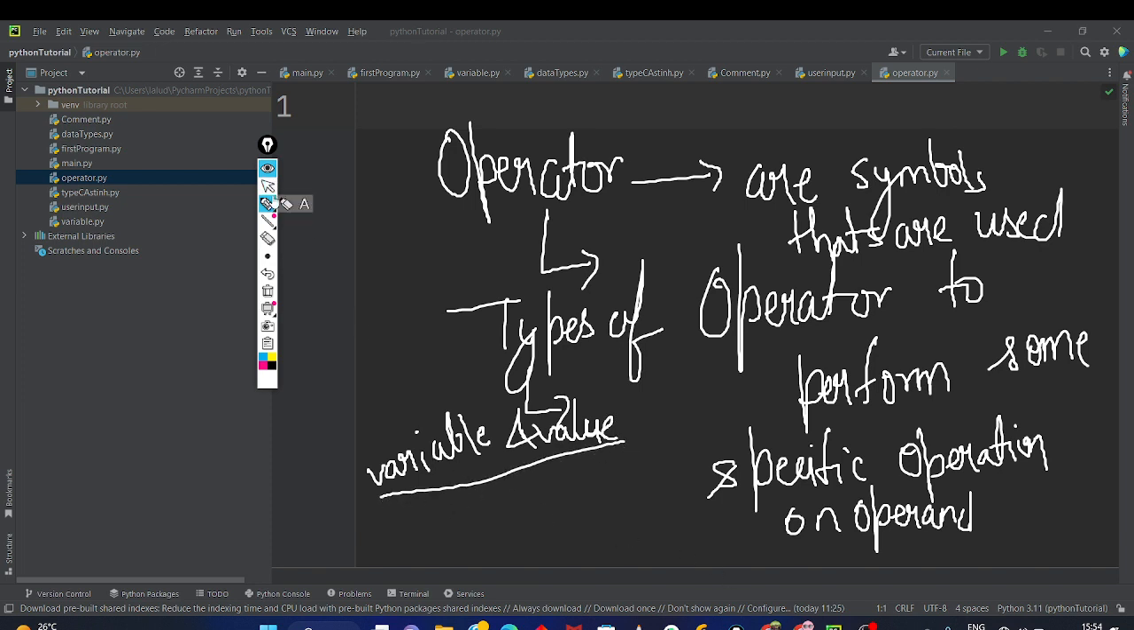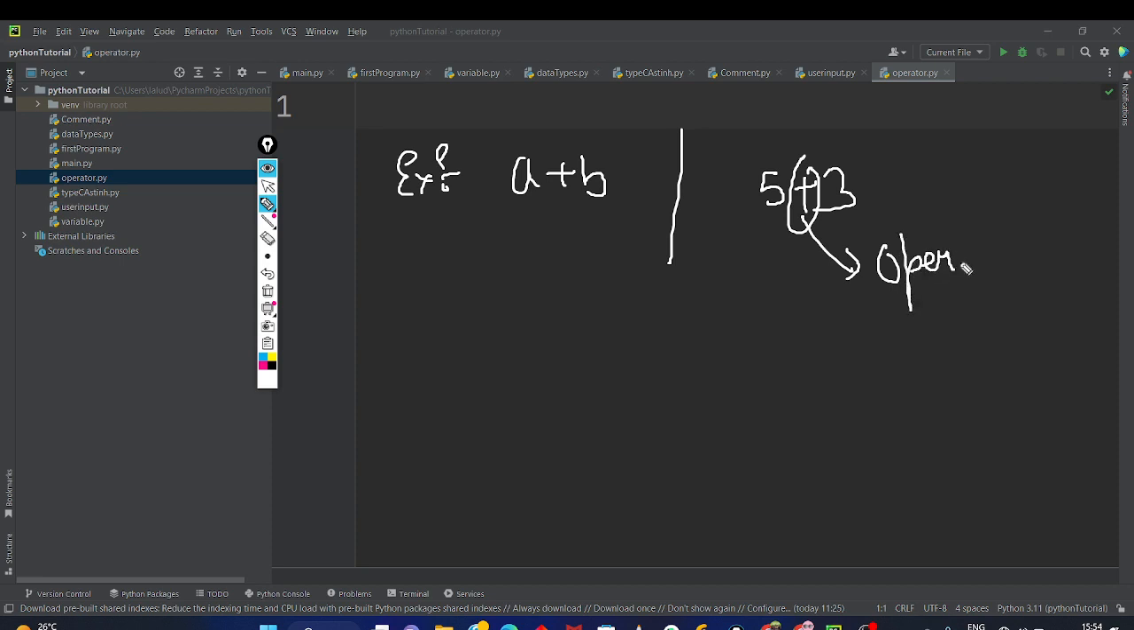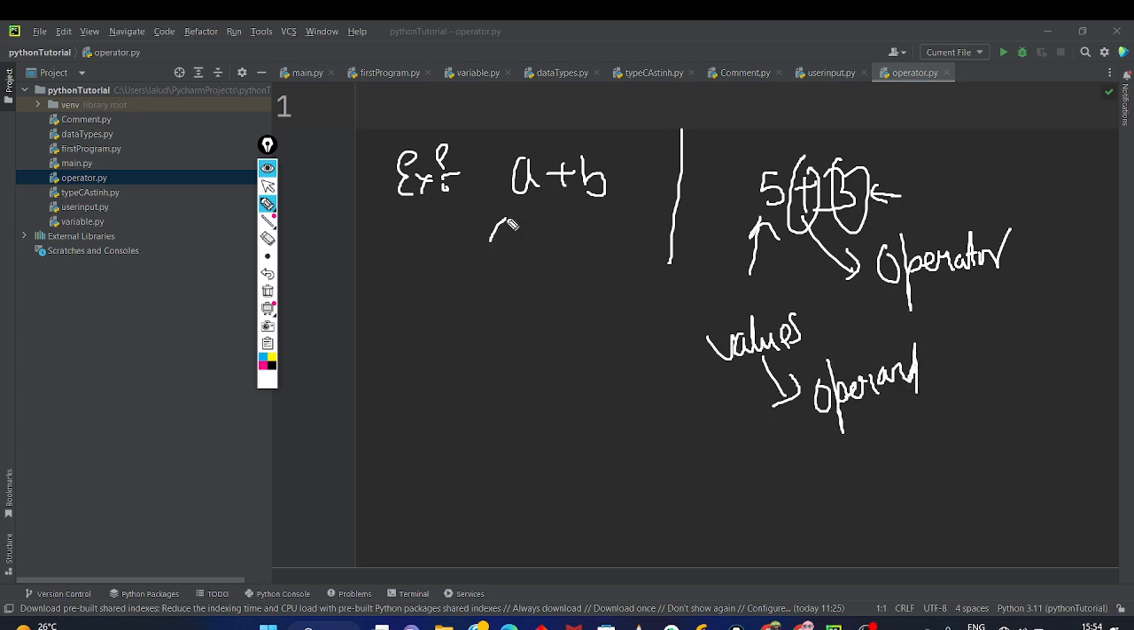Suppose, with an example, A plus B, or I'm writing 5 plus 3. Then this plus symbol, the addition symbol, is the operator. These 3 and 5 are values, and these are known as operands. Here, A and B are variables, and this is the operator. These variables are known as operands.